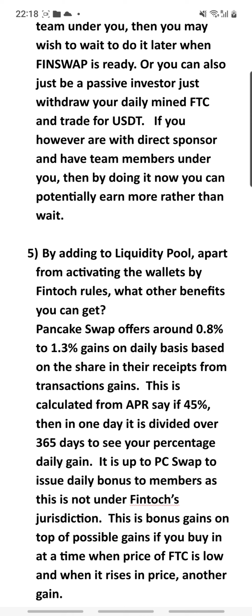And this is calculated from APR. Say if it is 45%, then in one day it is divided over 365 days to see your percentage daily gain, something like that. Yeah, the calculation, I'm not very familiar, but I'm just providing the information to keep you informed. But if you want to know more, once again, I encourage you to do your own research or click on the link that I provide in the description box later, so that you can watch the full video yourself.